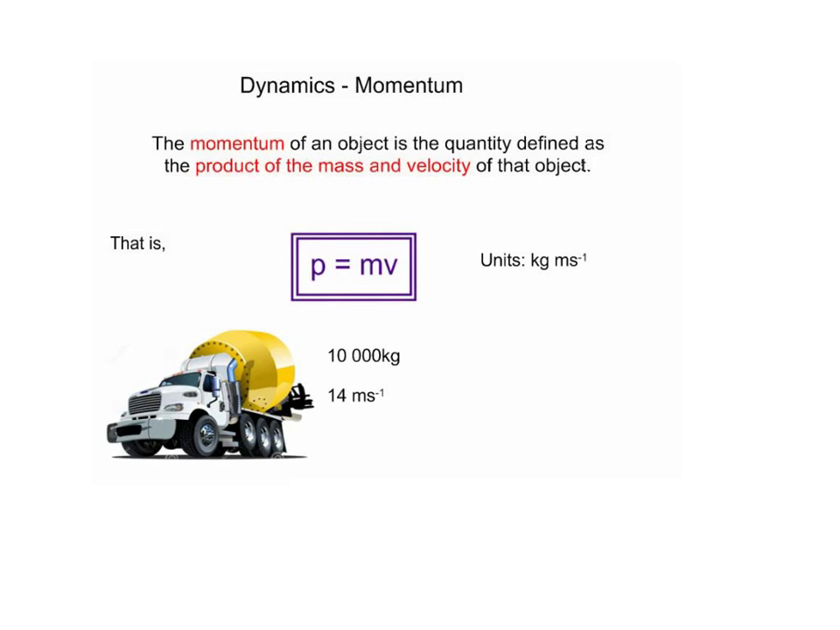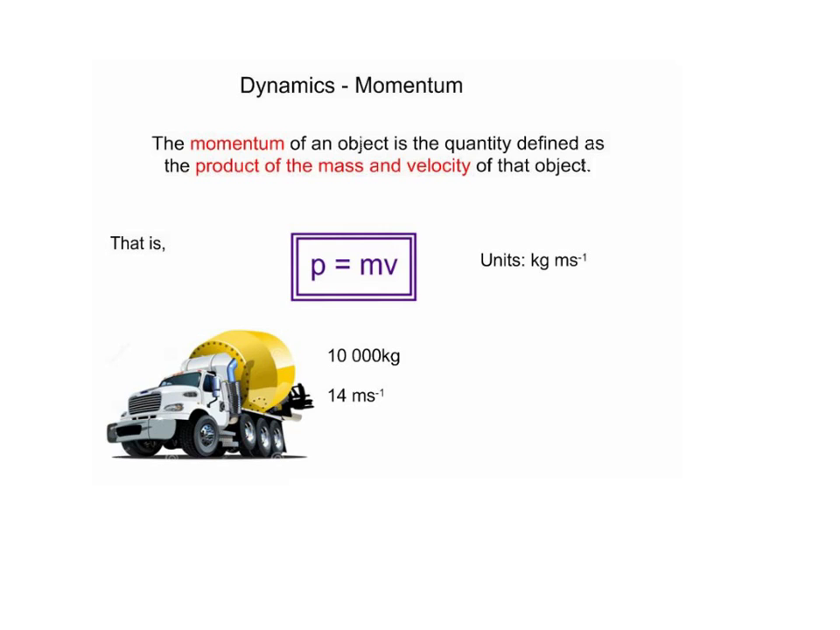In this video we're going to be looking at momentum and impulse. So the momentum of an object is the quantity defined as the product of the mass and the velocity of that object. So we can say that momentum equals mass times velocity. It therefore makes sense that the units that we use are kilogram meters per second.